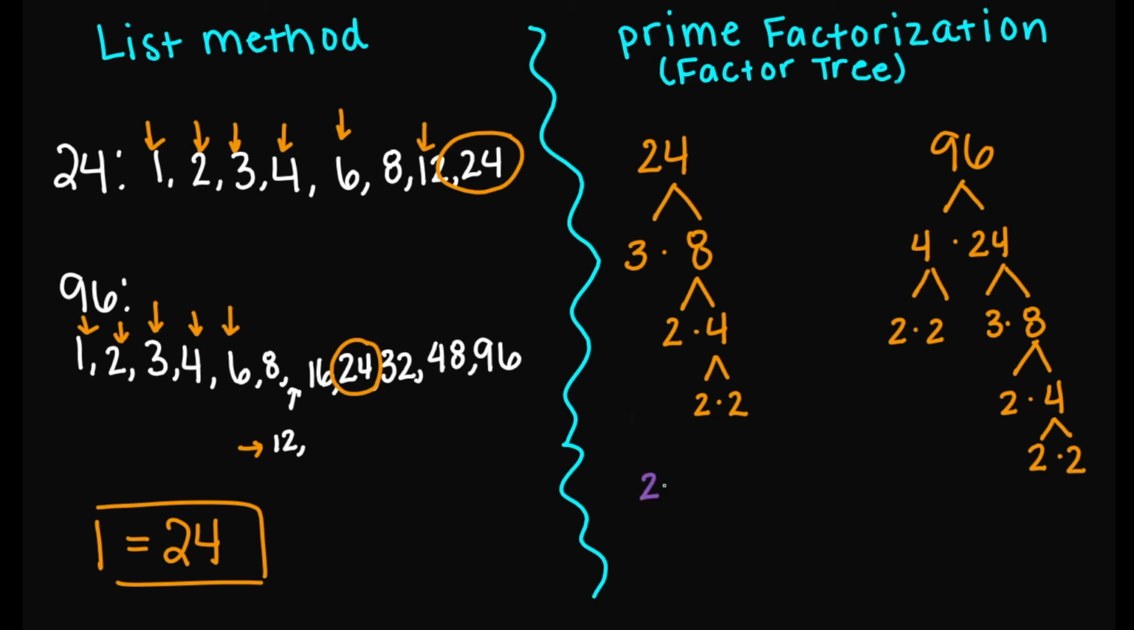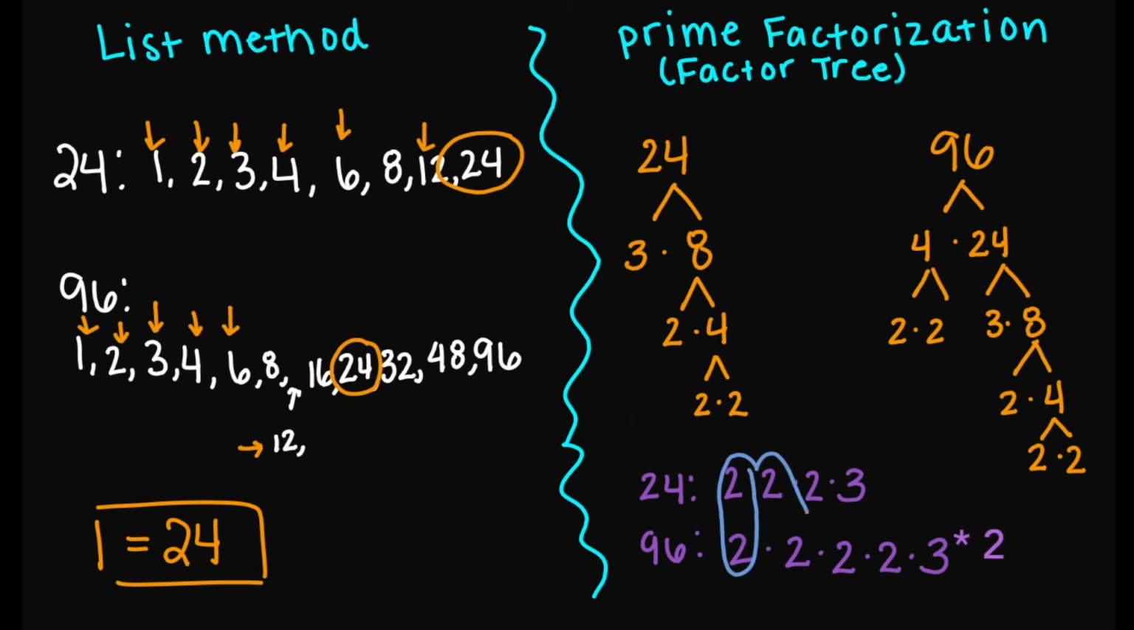So let's go ahead and list these. So 24, we have 2 times 2 times 2 times 3. That's going to give us 24. 96, we have 2 times 2 times 2 times 2 times 3. Now let's go ahead and match these up. I have one right here.